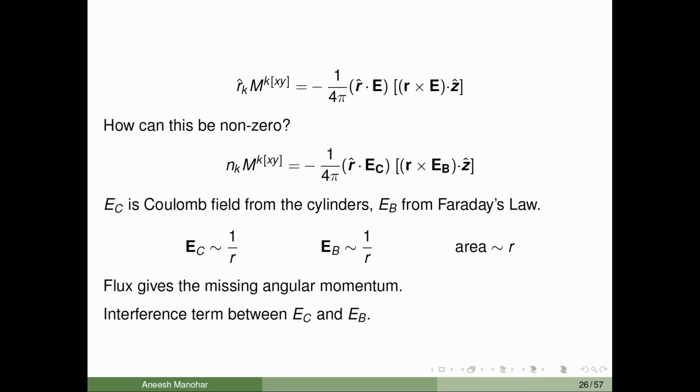And what you get are two contributions. We had the electric field from Faraday's law, which is going in an azimuthal direction. That contributes to r cross E. But we had the static radial Coulomb field from the cylinders, and that contributes to r dot E. And so what's important here, and it'll be relevant later, is you get an interference term between a static Coulomb electric field and this electric field from Faraday's law. And the net result gives you the correct angular momentum flow.